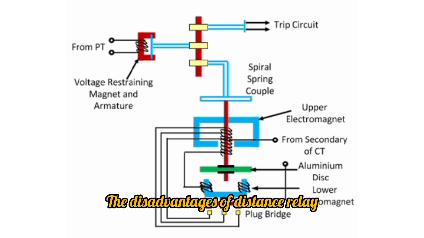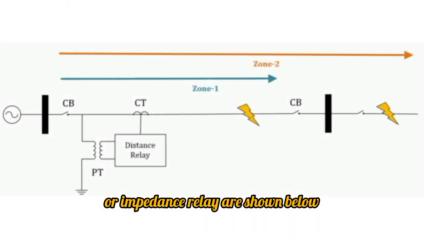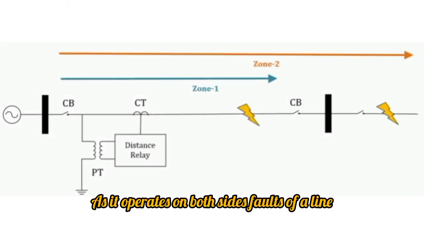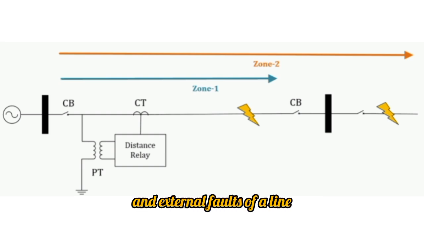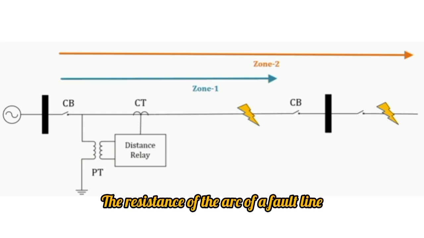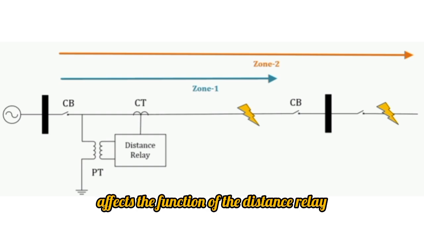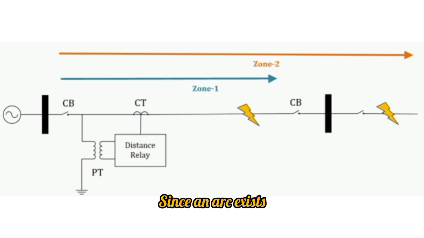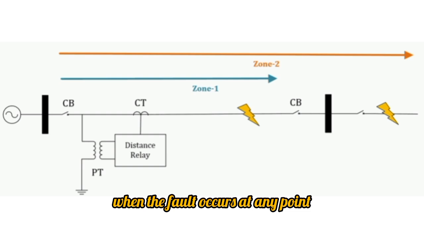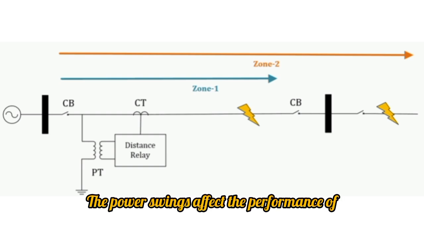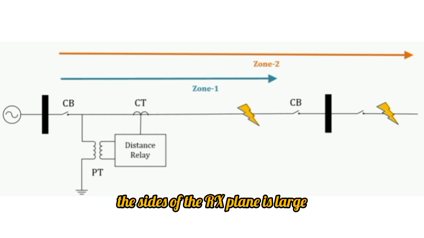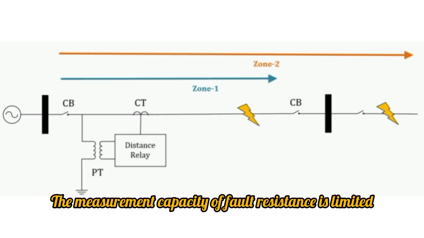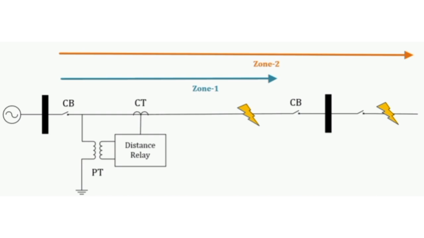Disadvantages. The disadvantages of the distance relay or impedance relay are shown below. As it operates on faults on both sides of a line, it is said to be non-directional. It fails to distinguish between internal and external faults of a line. The resistance of the arc of a fault line affects the function of the distance relay. Since an arc exists when the fault occurs at any point, power swings affect the performance of the distance relay because the area covered by the circle on the sides of the RX plane is large. The measurement capacity of fault resistance is limited.